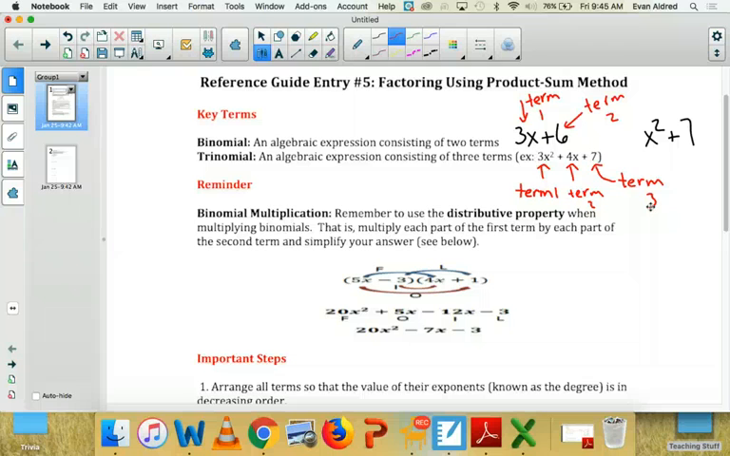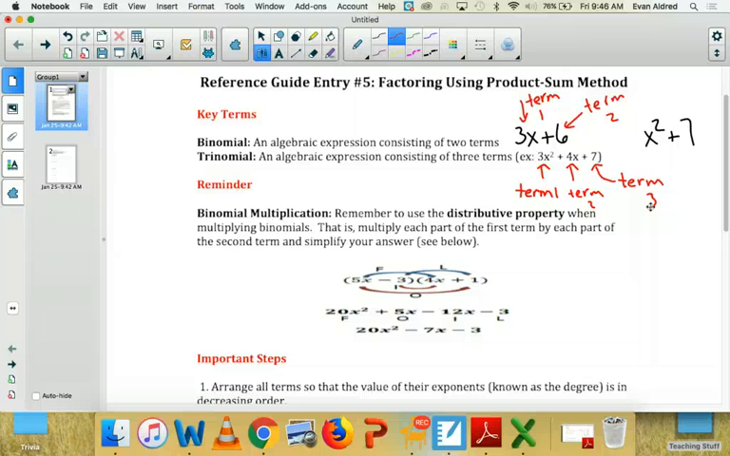So it's important to be able to distinguish between those terms, and one operation you'll be required to do with one of those terms is binomial multiplication. We talked about binomial multiplication a little bit in the past, but we'll revisit it right now. Binomial multiplication is when you use the distributive property to multiply two binomials. You make sure that everything in the first binomial is distributed amongst everything in the second binomial.